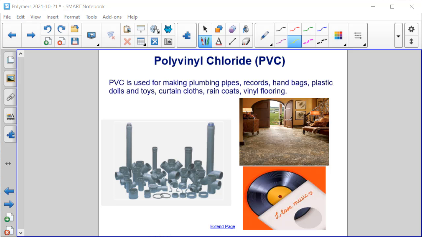PVC is used for making plumbing pipes, records, handbags, plastic dolls and toys, curtain cloths, raincoats, vinyl flooring. You can see some examples of that here. Here's some flooring, a record, some PVC piping. So many, many uses of this polymer.